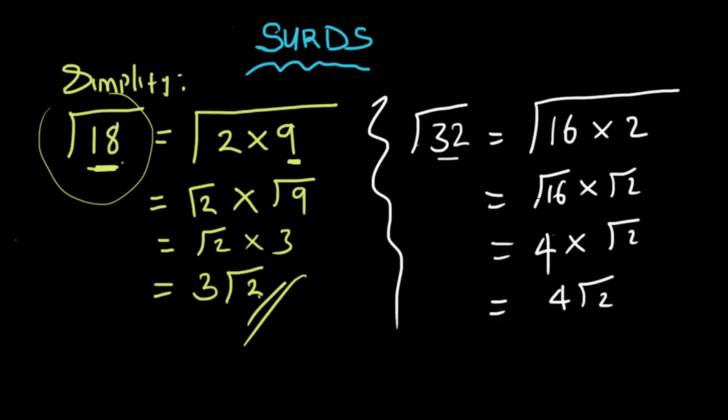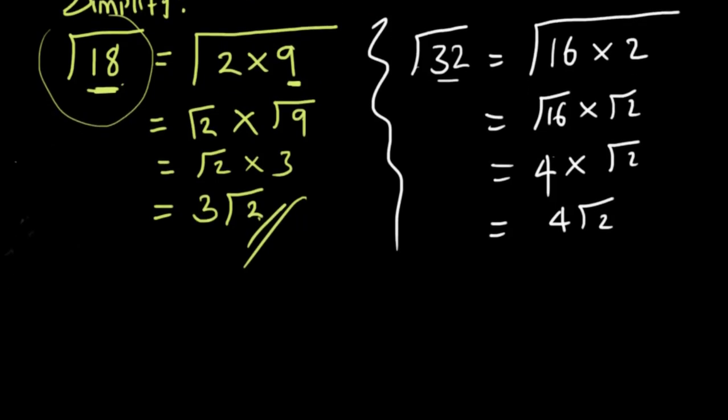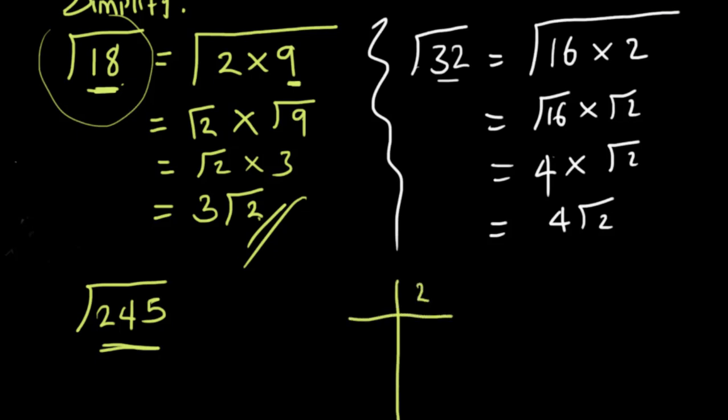Do you understand? Now what if I'm told to simplify the square root of 245? This is a very big number, and I might not know the factor of 245 that will give me a perfect square. So how do I go about this? Now watch. All we need to do is to divide 245 by prime numbers, that is 2, 3, 5 or 7. So can we do this?